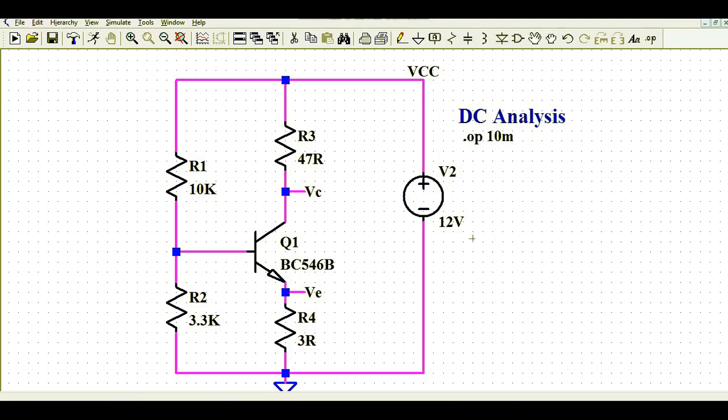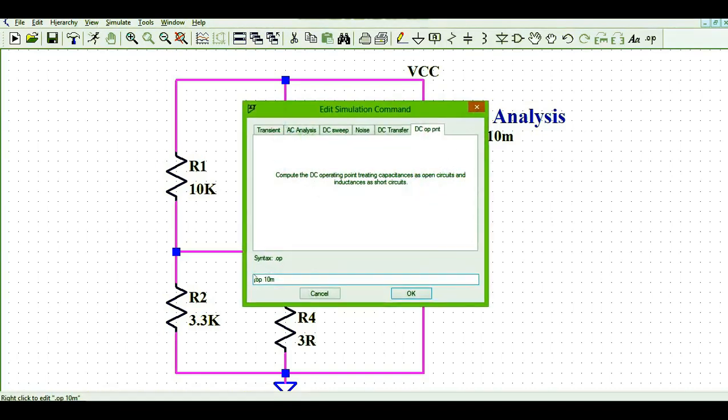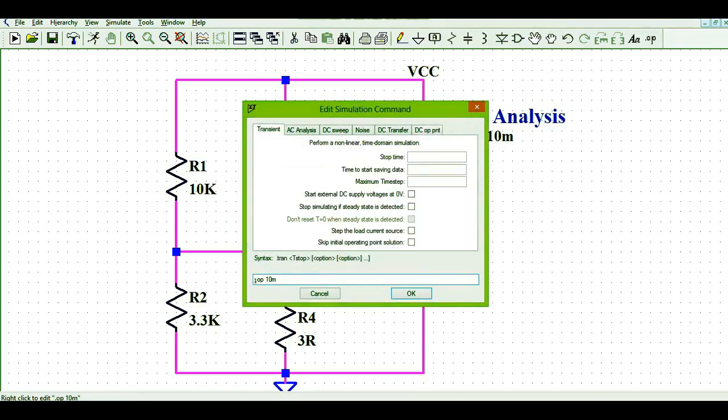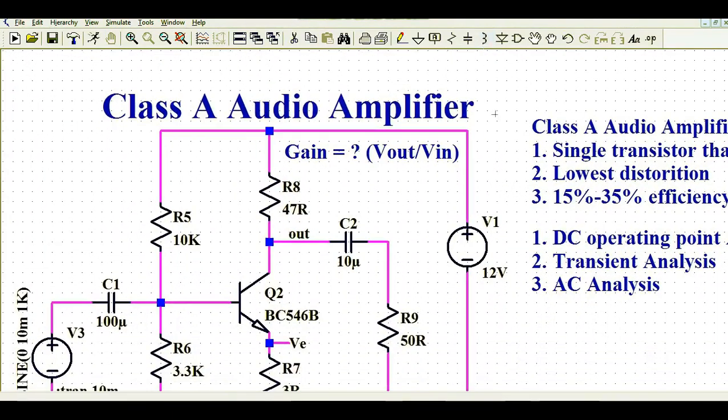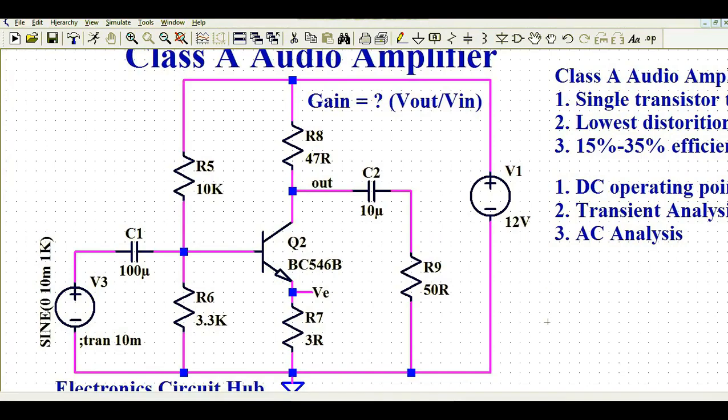I have designed this circuit in such a way that your DC biasing voltage is 6 volt, that is half of the VCC voltage, half of V2. Okay, 12 by 2 equals 6 volt. Now I'll run the transient analysis. Okay, I'm going to run the transient analysis here for this circuit.